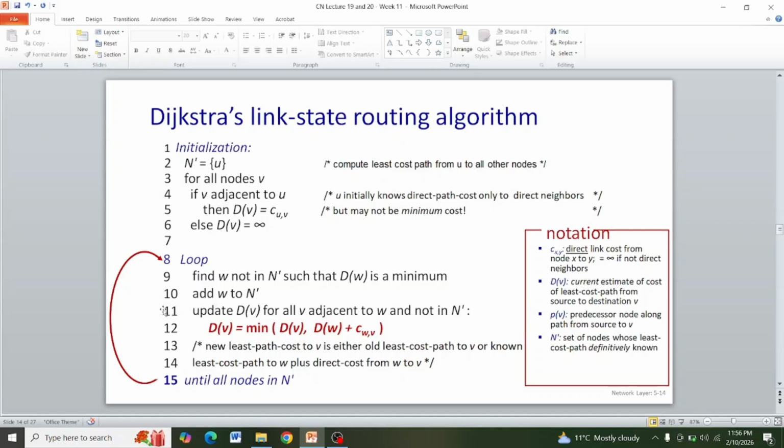Afterwards, as shown at line 11, we will update the D(V) of all nodes that are adjacent to W by using the following equation: D(V) is equal to the minimum of D(V) and D(W) plus C(W, V). We will have a detailed discussion through an implementation example in the next slides.